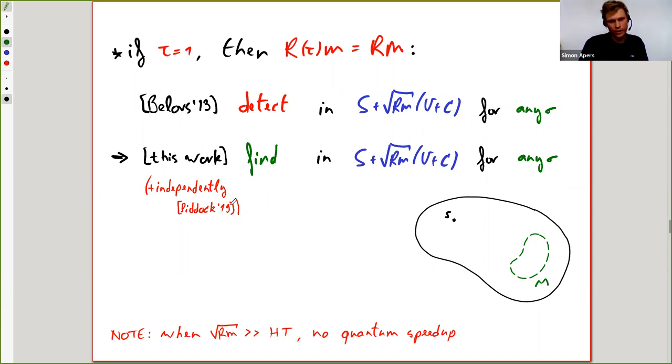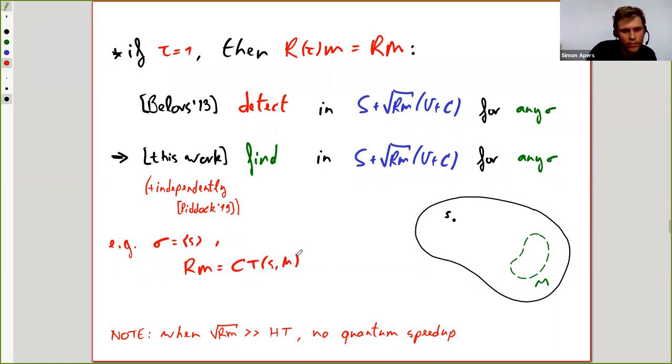But it's interesting, both approaches. We really use a combinatorial approach, trying to relate this quantity to commute times, whereas Piddock really used electric networks reasoning. Again, to illustrate, but I've already mentioned this, in the special case where sigma corresponds to an initial node, a single node S, then we get that R_M equals the commute time from S to M. Okay, I'll just show how that works. Starting from S, we take a walk and we wait until we visit M at some point.